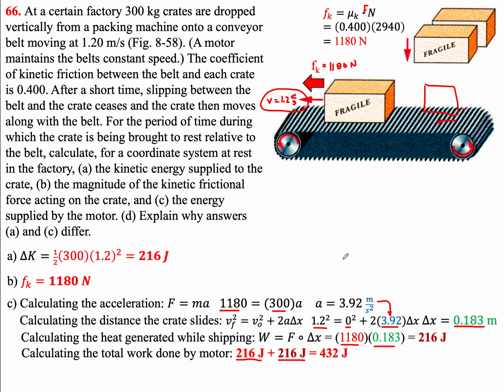Question D, explain why your answers to A and C differ. The answer: because the motor is not only increasing the crate's kinetic energy, it's also doing work against friction, and it's generating heat. And that's why we end up with a much larger, or double, the energy generated by the motor. That was a little tricky. Hopefully it made sense to you.